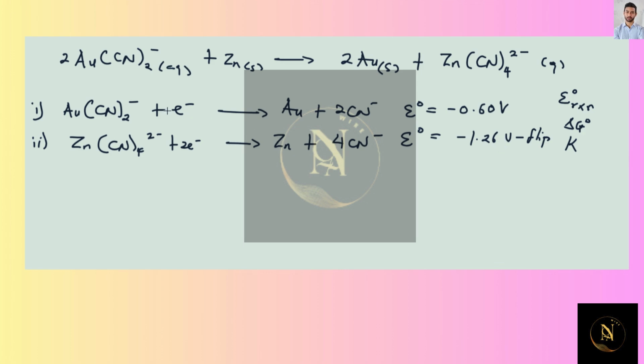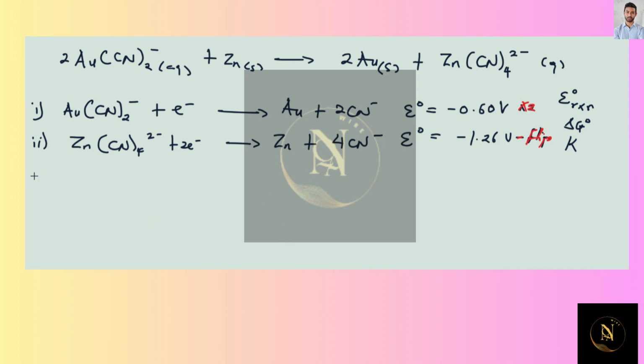And another thing to remember is that in this equation, we need two Au(CN)2 minus, and we have 1. So we need to multiply this equation by 2. So this is the process that needs to be done. Multiply by 2 and flip this. Okay. So let's just go ahead and do that.